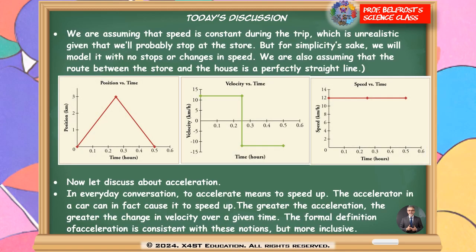We're assuming that speed is constant during the trip, which is actually unrealistic. We will not do that constant thing because we may stop sometimes, we may speed up sometimes, we may slow down sometimes. But this is just for simplicity's sake. So we'll model it with no stops or change in speed. Also, we are assuming that the road between the store and the house is a perfectly straight line, like shown. Then you can plot it like this.